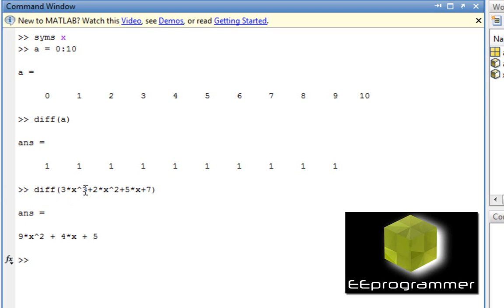You see? This part will give us the 9x squared. This part will give us the 4x. This part will give us the 5, and the 7 will go away. So that is the difference between putting in numbers with this diff, and using the symbolic toolbox with x in here. It will give you different things.